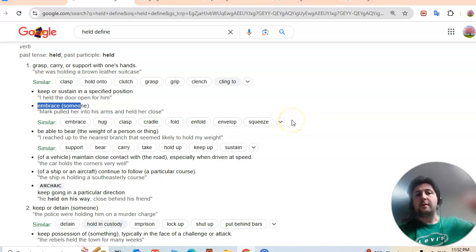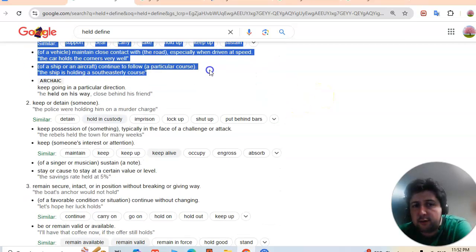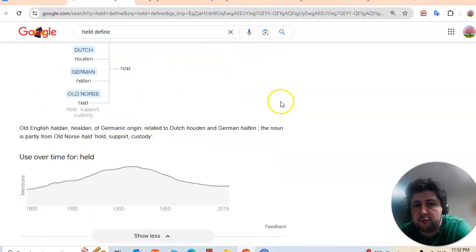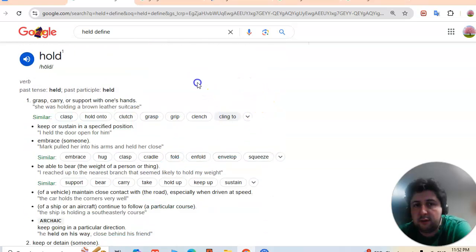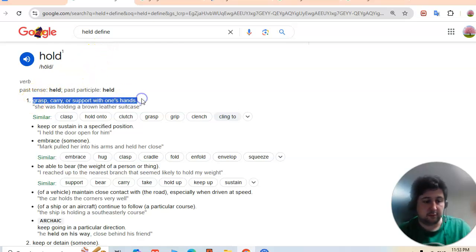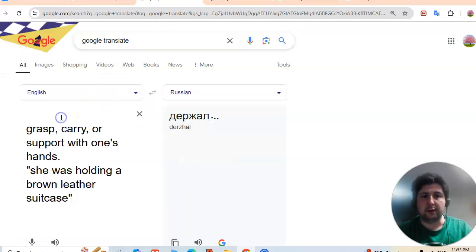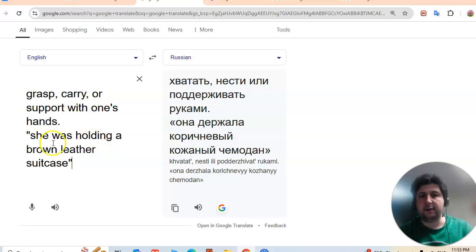Now, you, as a person studying English, probably are not going to understand all of this stuff. There's a lot of different definitions, a lot of different ways that held can be translated. But you take a definition with the sample and you go into Google Translate. Then you have yourself a translation of the definition.